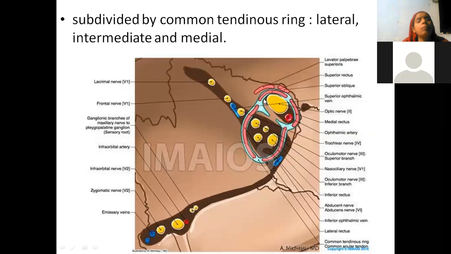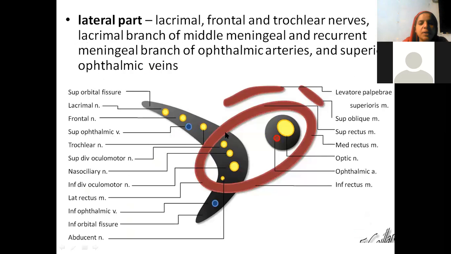This is the common tendinous ring of Zinn, which you will be studying when we do extraocular muscles. Many structures pass through. The common tendinous ring divides it into a lateral part, an intermediate part, and a medial part. This is the tendinous ring.